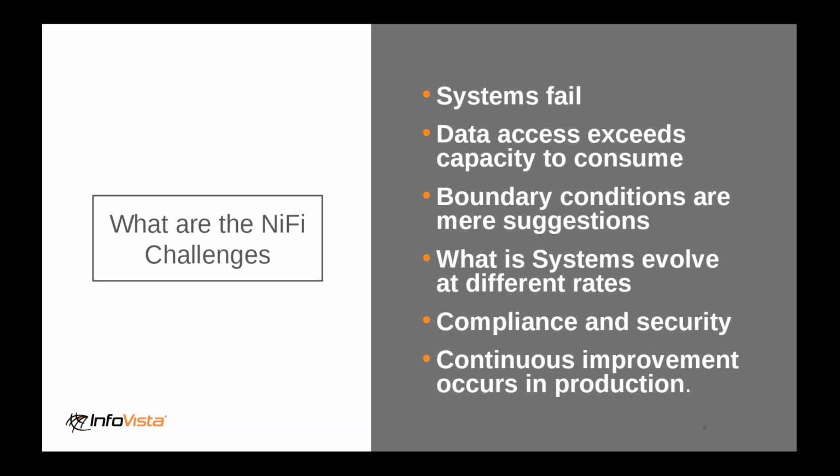The next one: boundary conditions are mere suggestions. Sometimes the requirements from the customer are so high level that we don't know what the reality is once we start the project. So can you, for example, create a generic script that is going to work at the customer before you even get on site? The next one is, what happens when systems evolve at different rates? Are you going to have multiple scripts? How are you going to handle the versioning of your script so it can run with the right version of the other side of the interface, for instance?